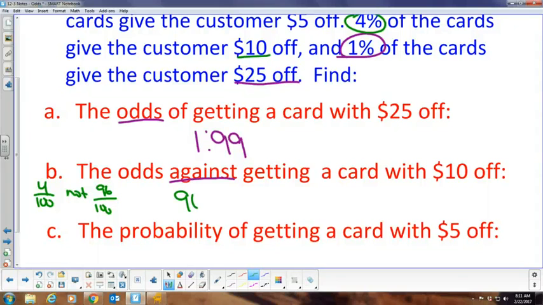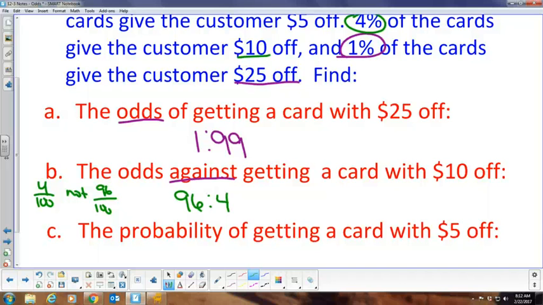96 to 4. Why 4? They need to add to 100, right? We have 4 chances to get the card and 96 to not. And since they asked for odds against, we put the not first. Does that seem okay? You guys try the last one.